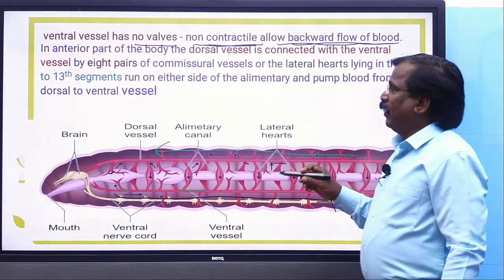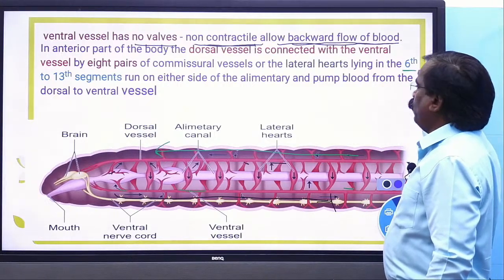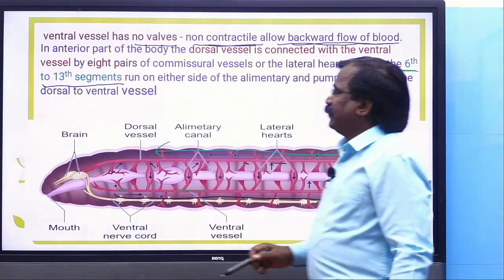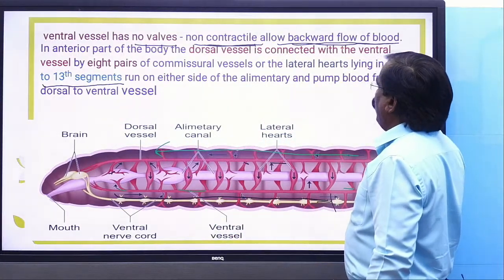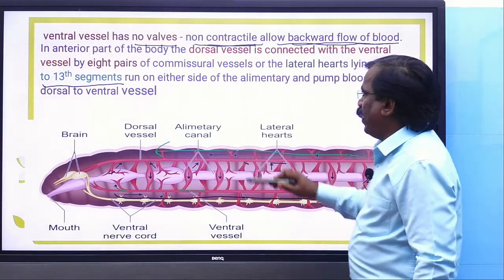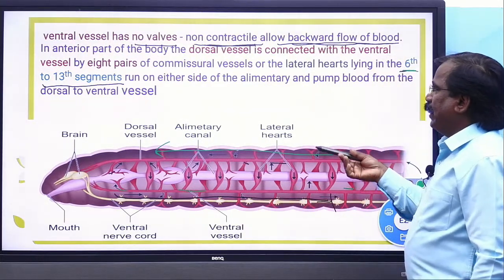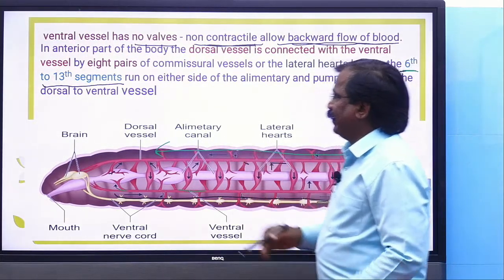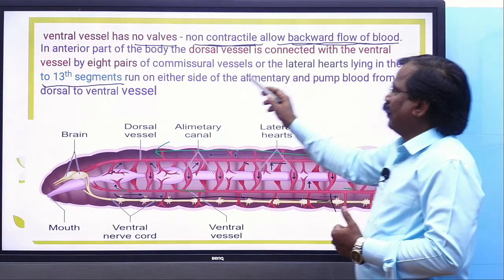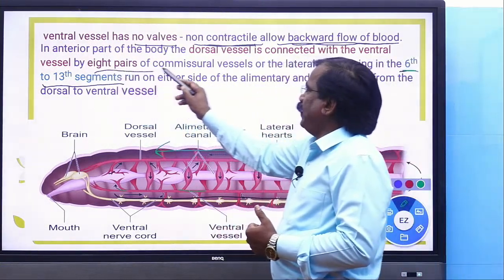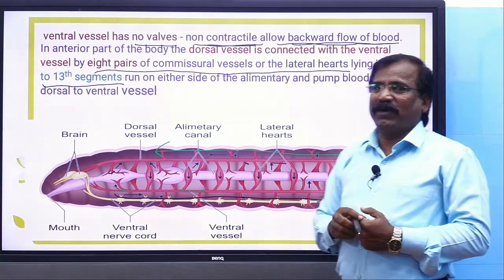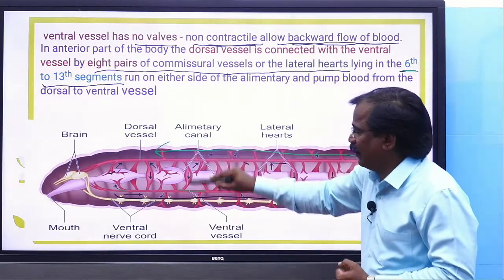From the 6th to 18th segment, the dorsal and ventral blood vessels are connected by the 8 pairs of commissural vessels, or lateral hearts. This is important. The dorsal vessel is there, the ventral vessel is there.